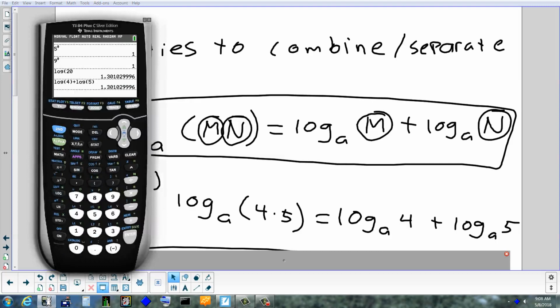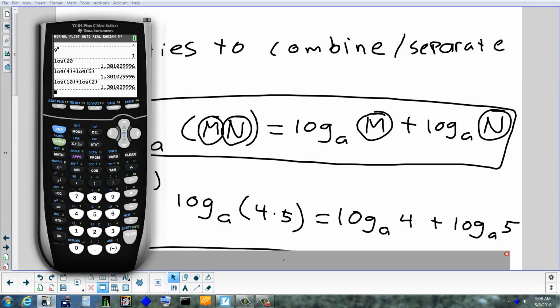What's another way to break up 20 instead of 4 times 5? 10 times 2. So you could also do log 10 plus log 2. Any 2 numbers that multiply to give you 20, if you split it up like that, will work. You could do 40 and 1/2. 40 times 1/2 is 20.